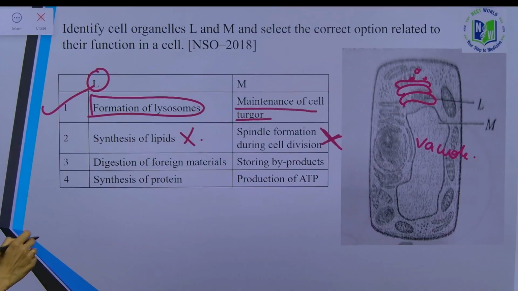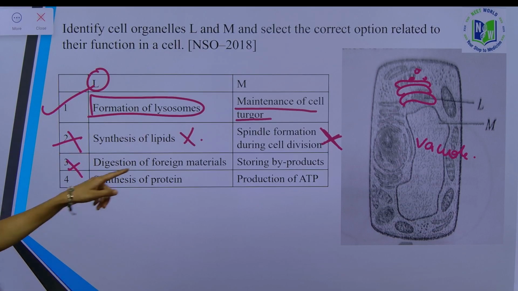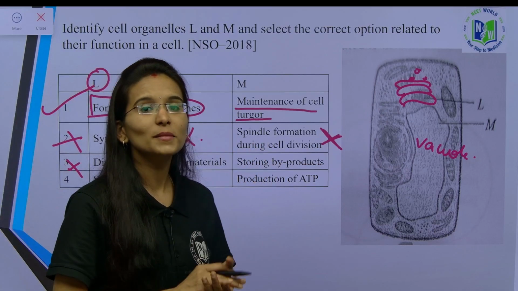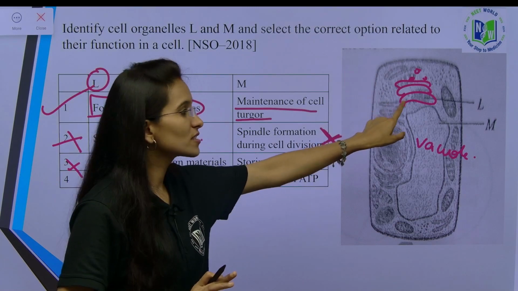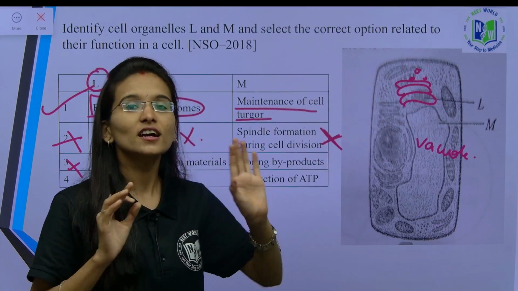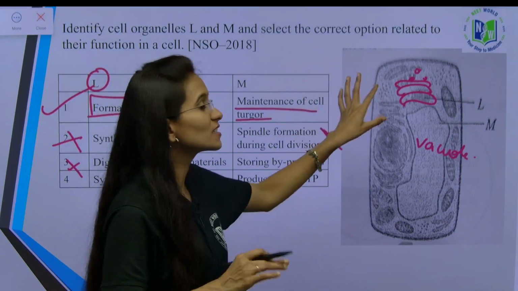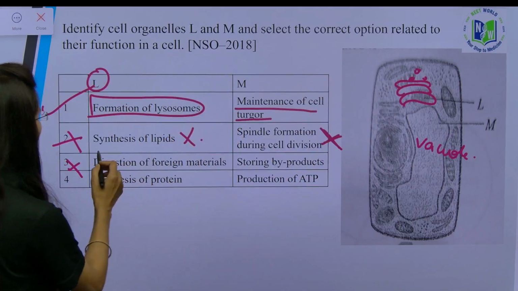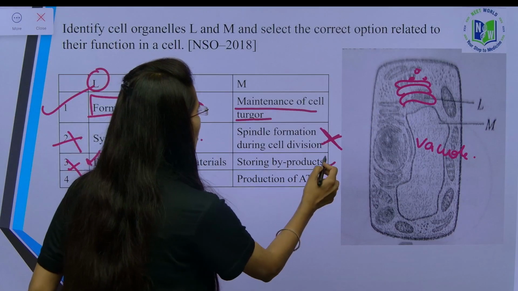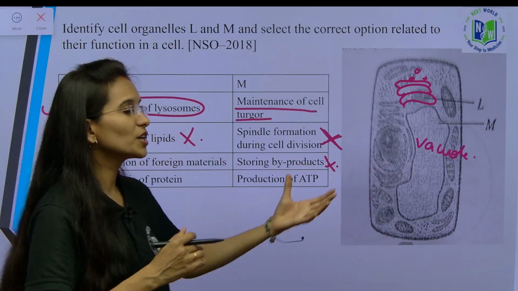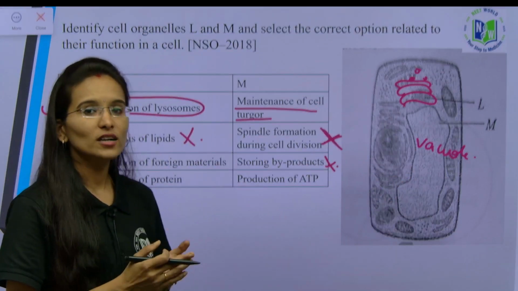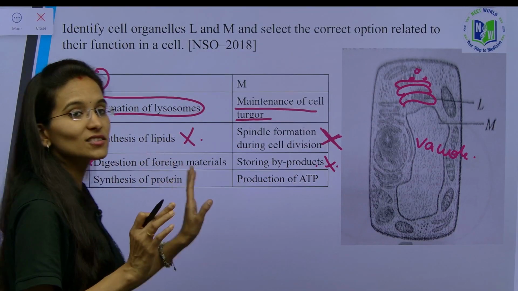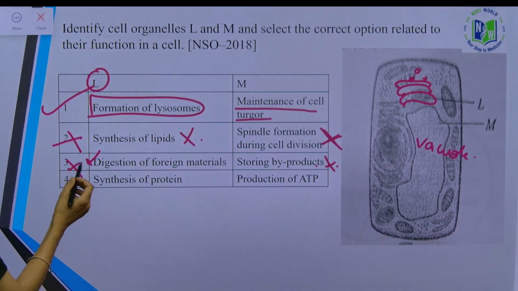And next one, option 3, digestion of foreign materials, storing byproducts, okay. Which is involved in digestion of the foreign materials? Lysosomes are involved but not Golgi, okay. So L is Golgi body, it is not involved in digestion of cellular waste materials, it is just involved in modification and secretion of the proteins. So this one is wrong. And next, storing byproducts, okay. M, vacuole, it is just going to store some of the waste products, okay. But this M is right and L is wrong. We have to match the right pair, so this complete option frames a wrong statement.